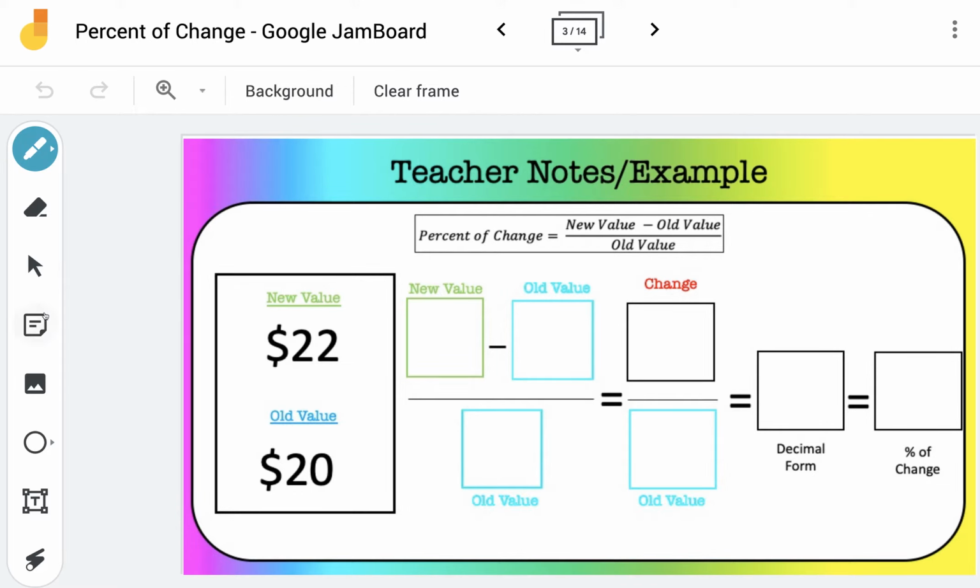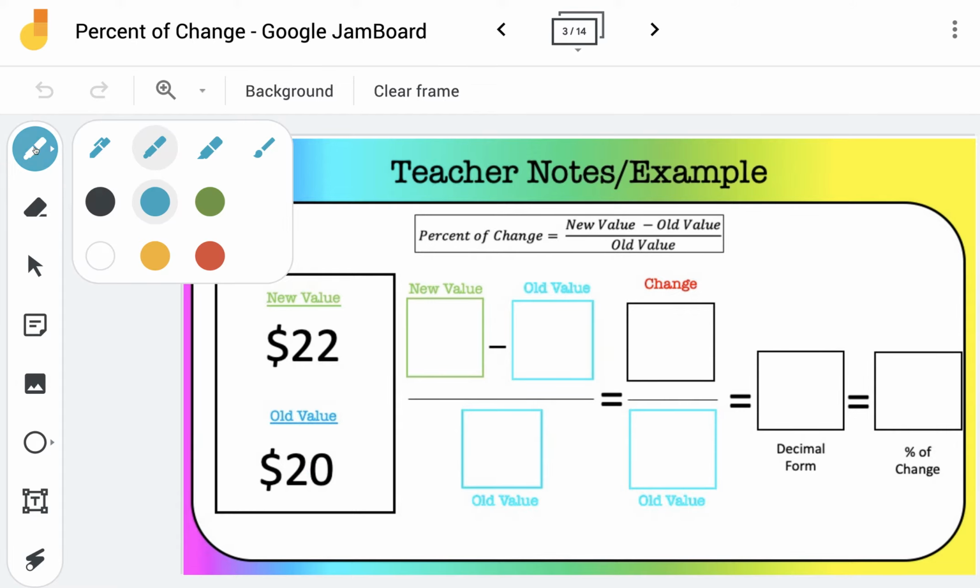All right. So right here is the formula to get the percent of change. It's the new value minus the old value over the old value. Okay, and then you convert that number into a percent. So here we have this scenario where something was worth $20 and now it's worth $22.